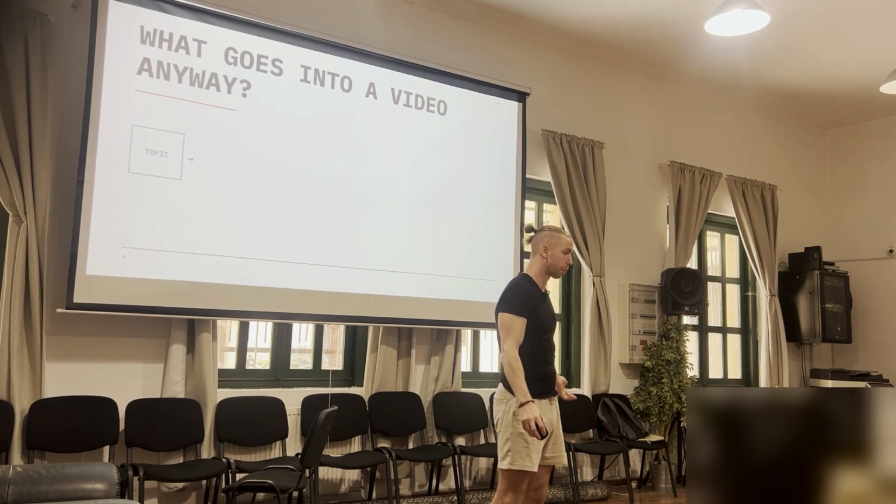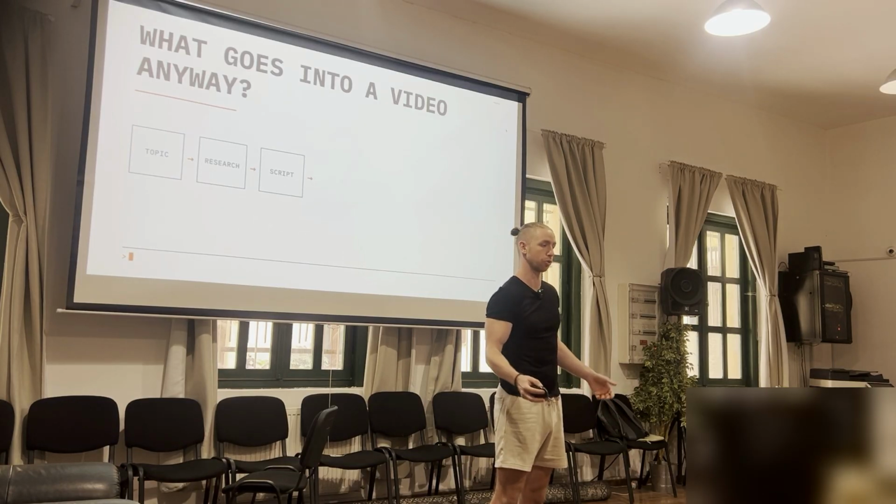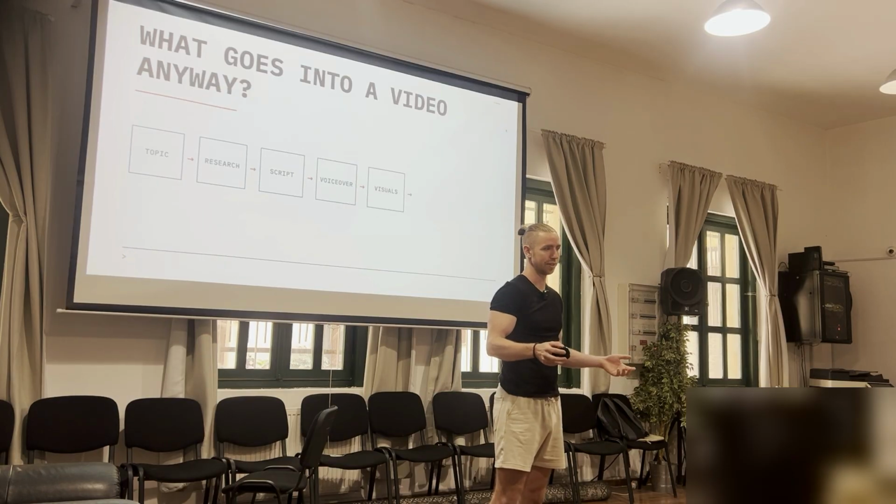So what actually goes into a video? Well, you choose a topic. AI can do that based on research. You research the topic. AI can do that. You write a script about the topic. AI can now do that. You create a voiceover. You can now do that with AI. You pick some different visuals. You can do that, and then you stitch them all together, and then you have a video.